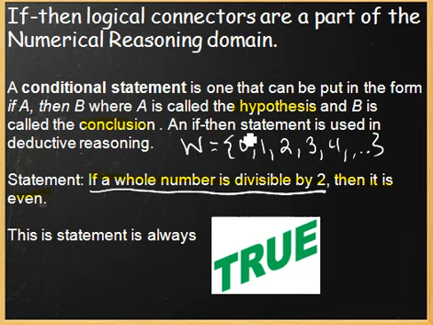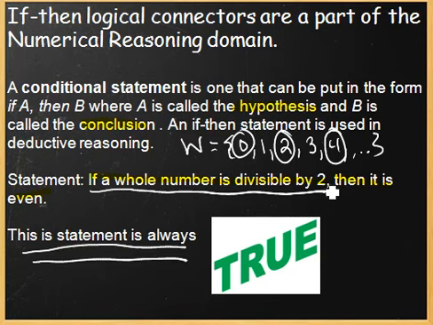Well, if we look at our set of whole numbers, we are going to see that those numbers that are divisible by 2 are those even numbers. This is actually the definition for an even number. Therefore, this statement is always true, which means, inductively, if we selected any whole number that was divisible by 2, we would see that it would be an even number.